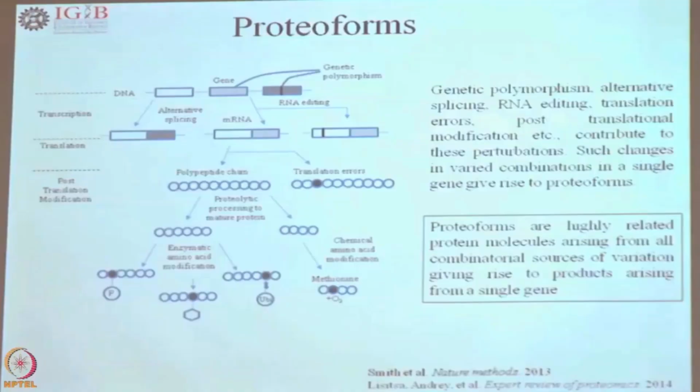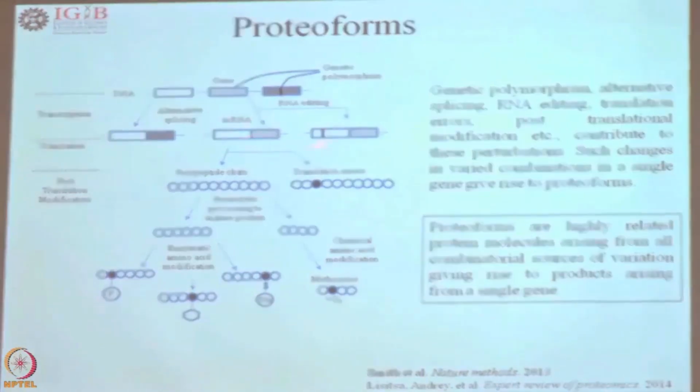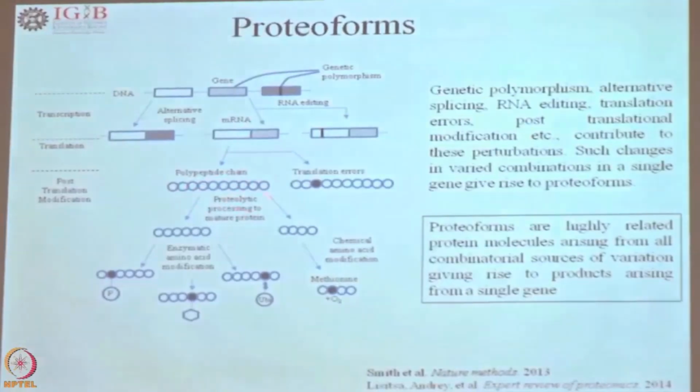As you can see, this is very nicely covered in Nature Methods 2013 and later in 2014 in Expert Review of Proteomics. Proteoforms are all the alternate forms of the protein which can arise because of alternate splicing of the mRNA, any variation or translational errors, or even amino acid modifications. All of them put together can lead to the generation of a variety of proteoforms of the same protein.